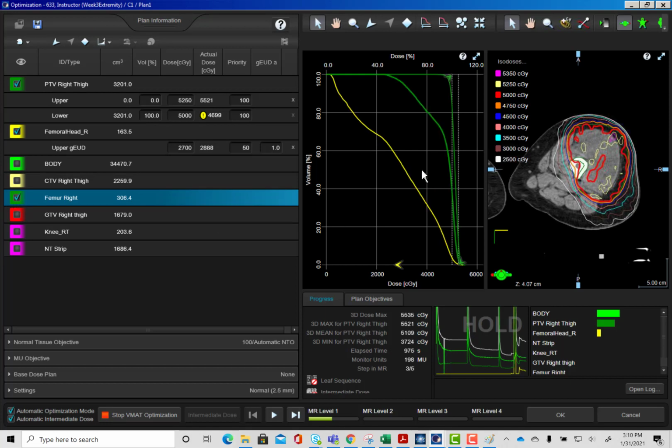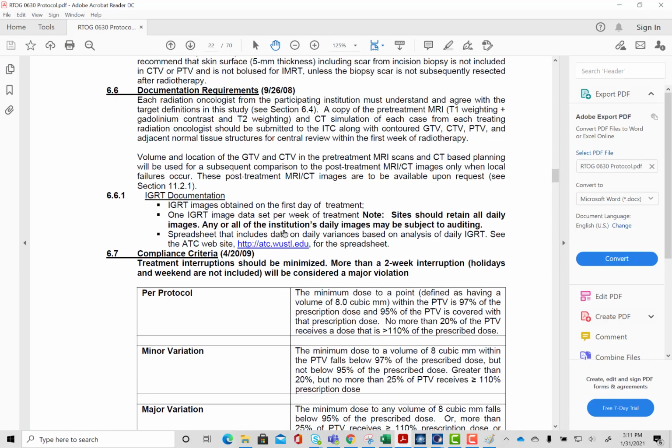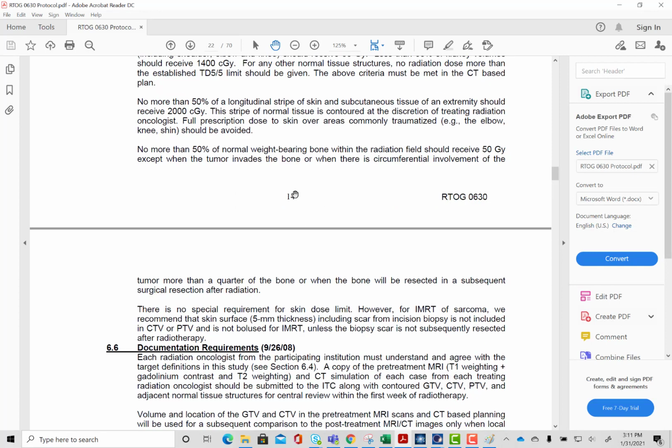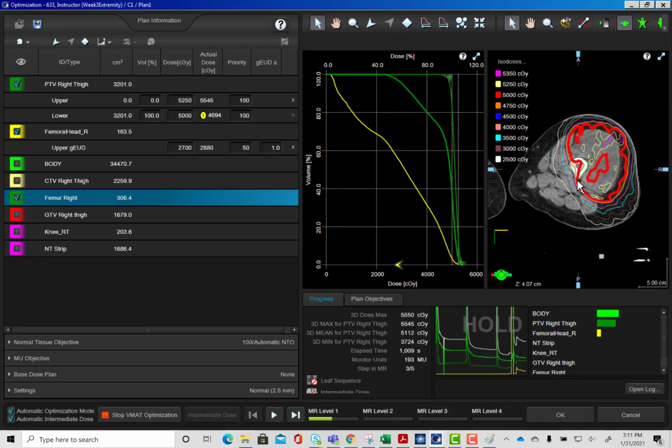Same thing, 50% of 50 gray. This one though is a little bit different because we're treating the bone. The bone is inside our PTV. So if you read this document, it says no more than 50% of the bone should receive 50 gray, except when the tumor invades the bone or when there's circumferential involvement of the tumor. Meaning if the tumor wraps around the bone, that constraint might not be applicable anymore. So we'll do our best to get dose to carve out of there, but if we don't meet that constraint, it's okay, I guess, is what I'm saying.